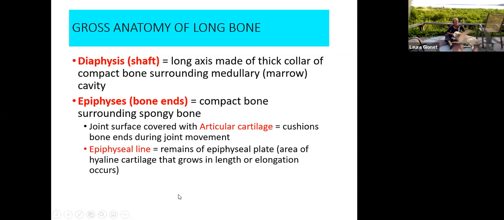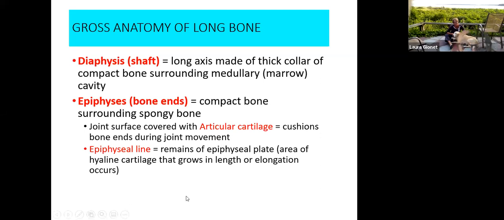The joint surfaces of these epiphyses, or the ends of the bone, are where we find articular cartilage. The tissue that forms your articular ends of bone is hyaline cartilage. So as a structure, it's called articular cartilage. The tissue is specifically hyaline cartilage.